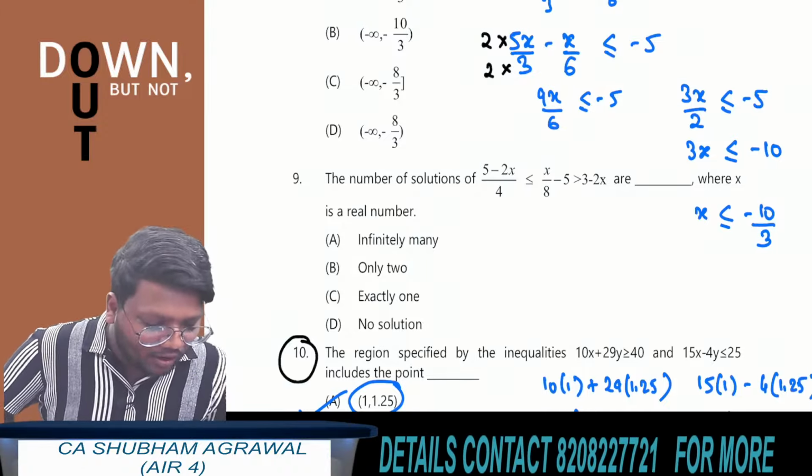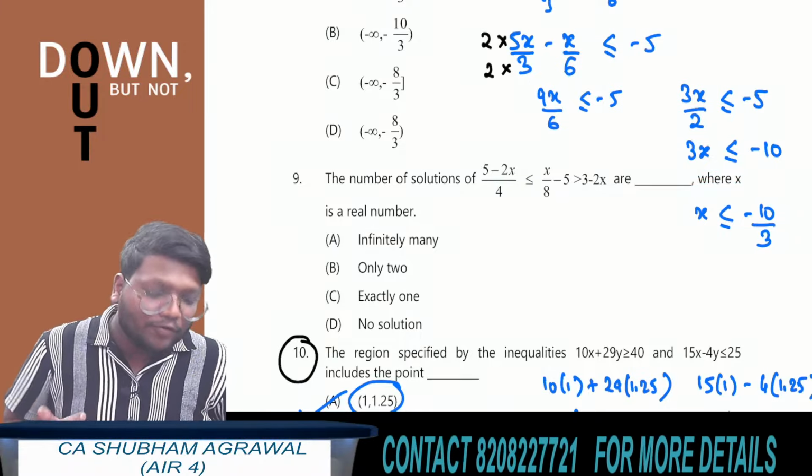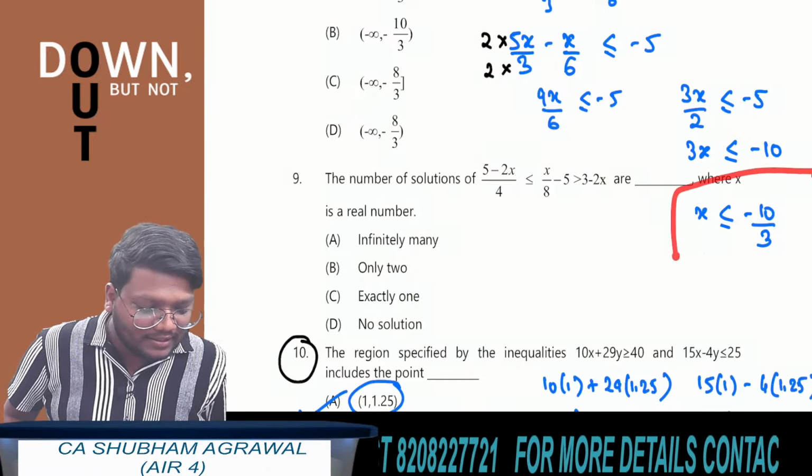So what is the answer? They have not given any option like this. So what do we have to do? x is less than or equals to minus 10 upon 3.